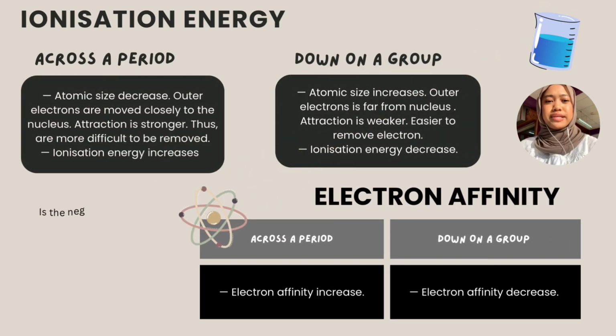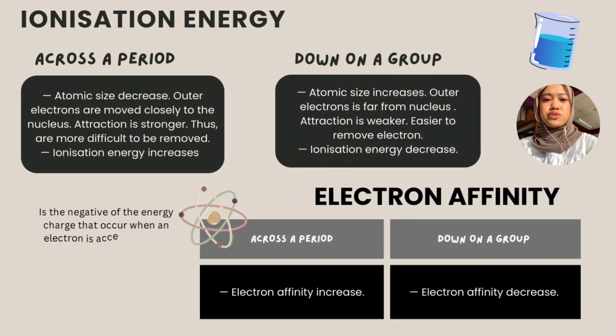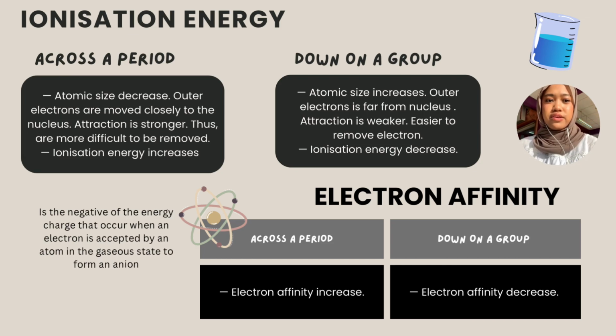And furthermore, we will be discussing ionization energy. So what is ionization energy? Across a period, the atomic size of an atom will decrease. So the outer electron will move closer to the nucleus and the attraction will be stronger. This will make the ionization energy increase.